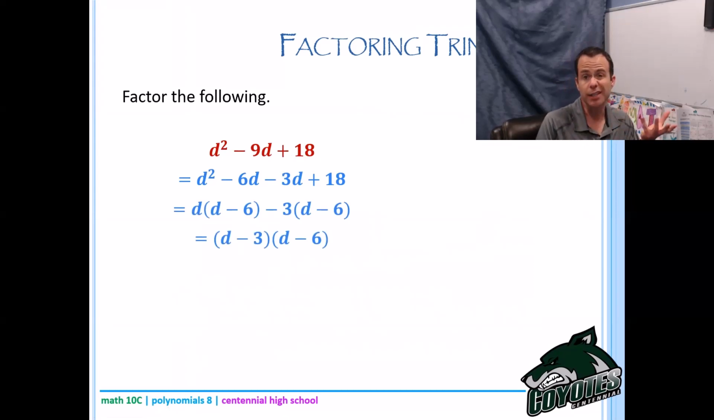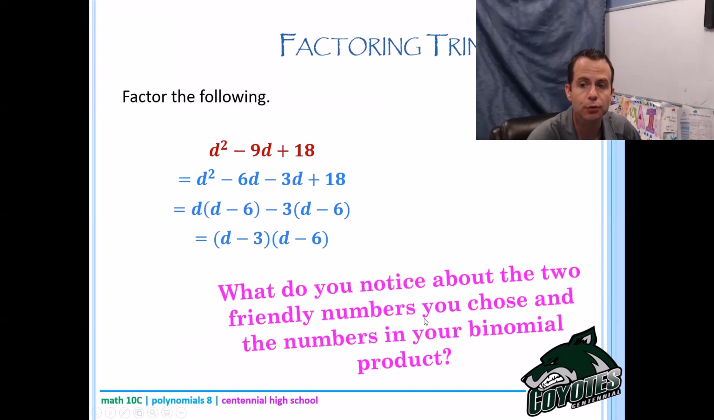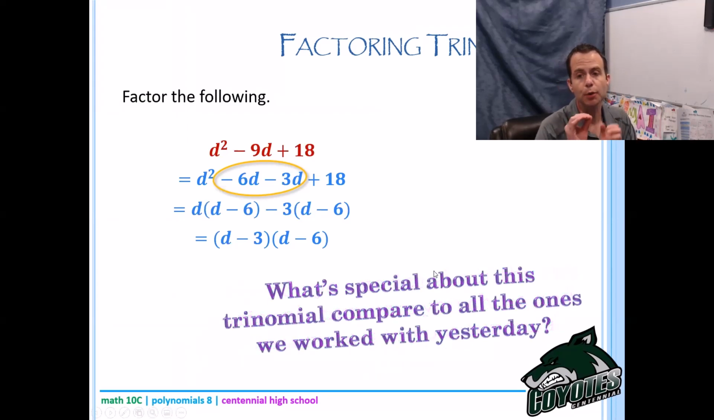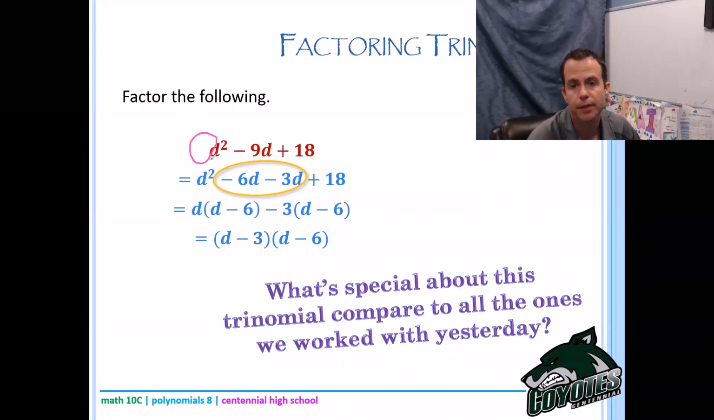I could have asked you that question yesterday. The process that I just did is exactly the same as what I showed you yesterday. But now we want to just talk about this for a little bit. What do you notice about the two friendly numbers you chose and the numbers that are in your binomial product? So we chose those two friendly numbers, a negative 6 and a negative 3. And then the numbers that are in our binomial product are negative 6 and negative 3. They're the same numbers, okay? What's special about this trinomial compared to all the ones we worked on yesterday? The difference with this guy is there was no number in front of the d squared. It was essentially just a 1, okay?